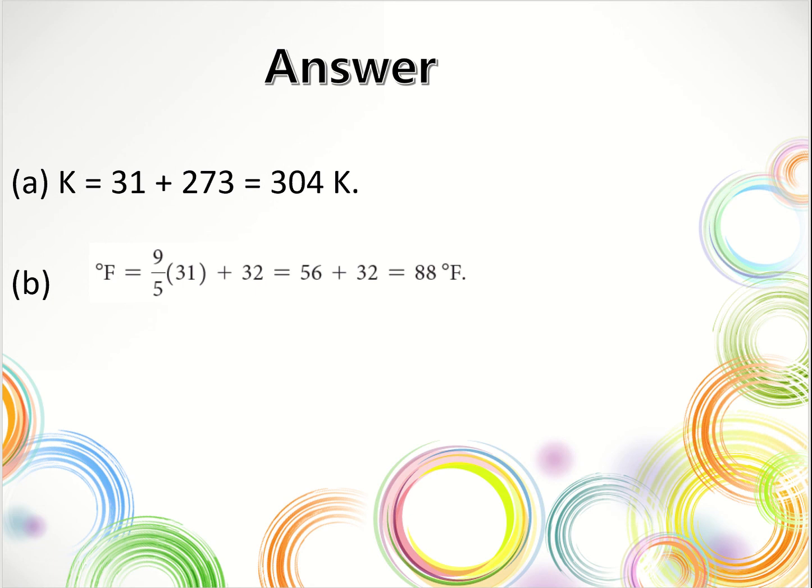All right, so for the Kelvin conversion, that's quite simple. All we have to do is add 273 to the value to get the answer in Kelvin. And of course, we would have to plug the Celsius value into the appropriate equation to get the Fahrenheit. So we just plug it in, multiply it by 9/5 and add 32. If you got 88 Fahrenheit, then you would have been correct.